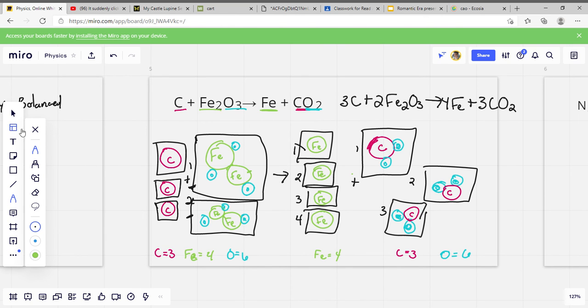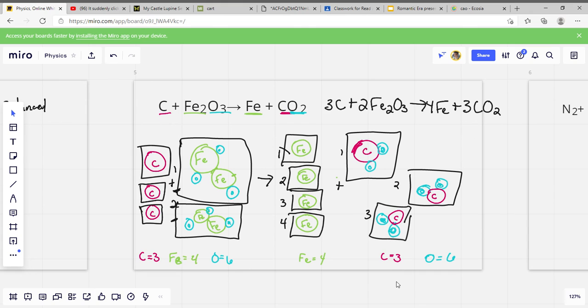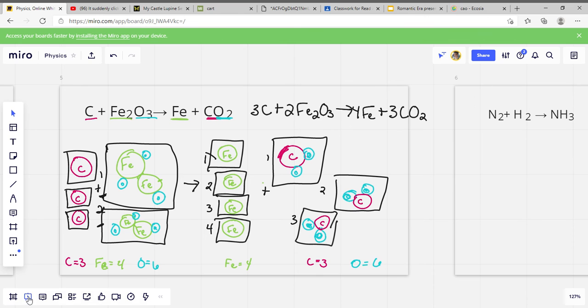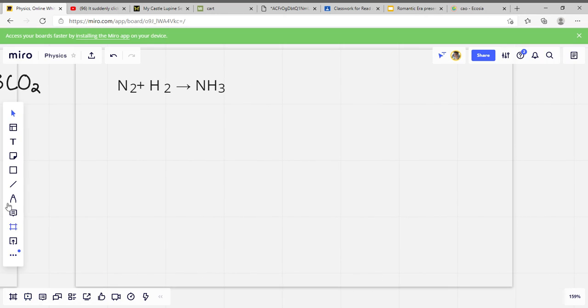Alright, hopefully that made sense. That one's a little harder than the other ones. So we should have 3 carbons plus 2 Fe, iron 2, oxygen 3 equals 4 irons plus 3 CO2s. Yep. Alright, let's try another one. This is the last one I'm going to do here.